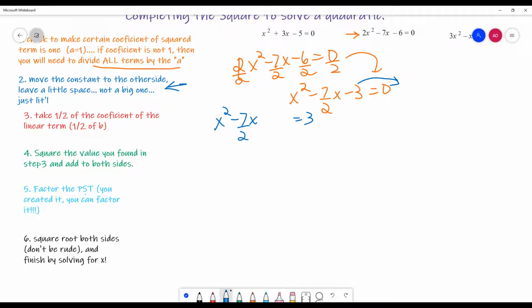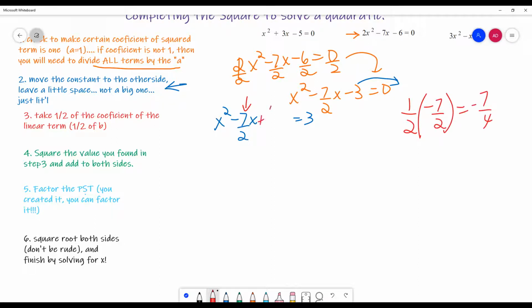Don't go crazy on the space, I'm telling you, especially if you're one of my students. Don't go crazy on that space. Okay. Now, take half of the coefficient of b. So note, my b is negative 7/2. So I am taking 1/2 of negative 7 over 2, which is negative 7 over 4.